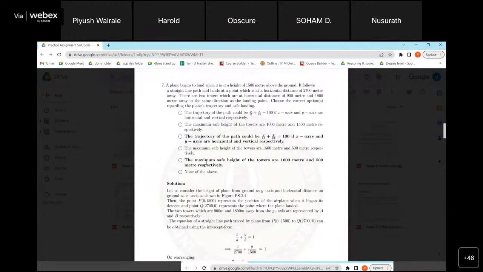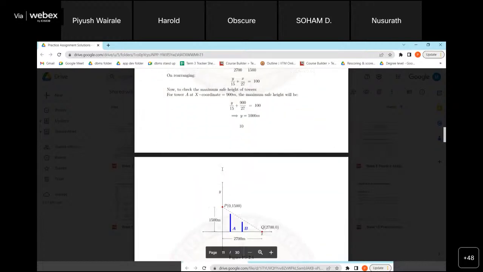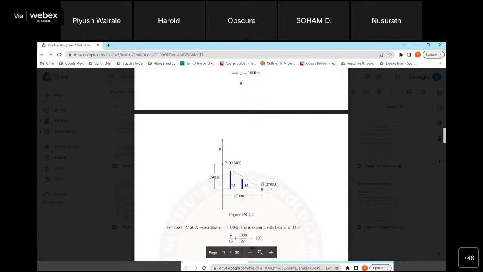Okay, so your doubt is in this option, right? Yes, sir. How to find the safe height of the towers? The maximum safe height should not intersect this particular line, right? If it is intersecting, the plane will collide with the tower. If the plane is going like this, it should not crash with this tower. So basically it should not intersect at this particular point. That is what we have to find out.